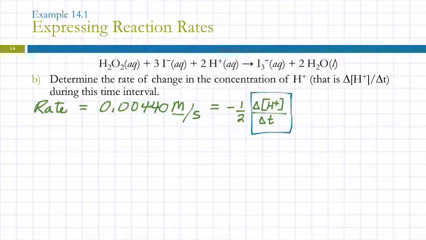This is what we're asked to find. Not the rate of the reaction, the rate of change of the hydrogen ion concentration. There's a very subtle difference there. Well, we have a perfectly good equation here that we could solve, right? So we just need to get rid of this 2 and this negative sign. So we're going to multiply by 2. And we get a negative, and so we're going to get minus 0.00880 molarity per second.